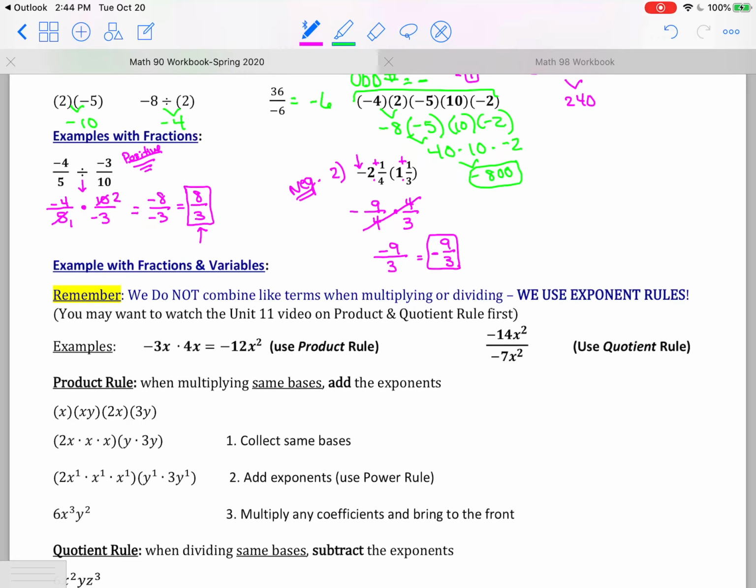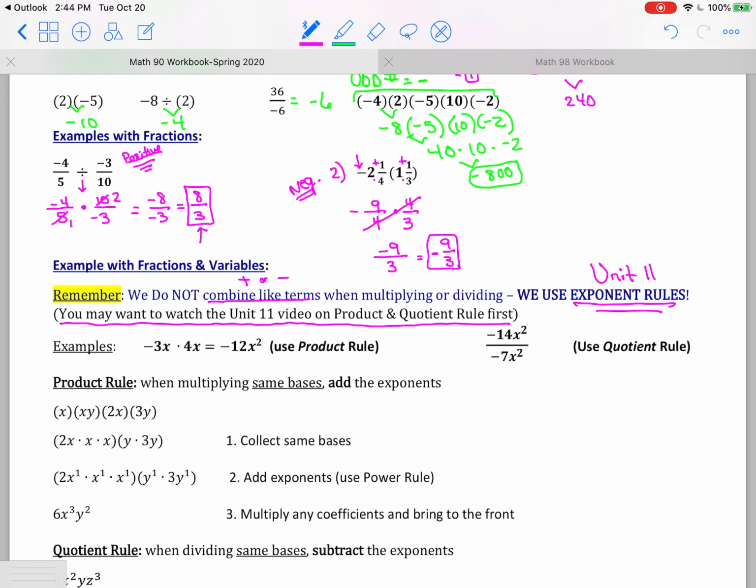Okay, guys, so a couple of things I wanted to bring up. I want us to remember that we do not combine like terms when we're multiplying or dividing. We only combine like terms when we are adding or subtracting. When we're multiplying or dividing, we use exponent rules. And exponent rules will be talked about in great detail in Unit 11. So we are going to be really delving into these. So you may even want to watch the Unit 11 video on product and quotient rules first, before you actually do some of this work.